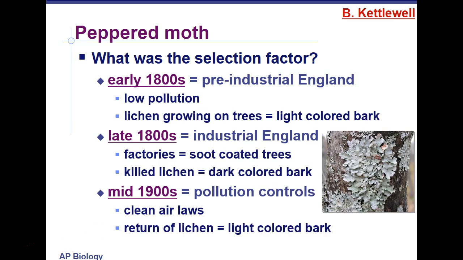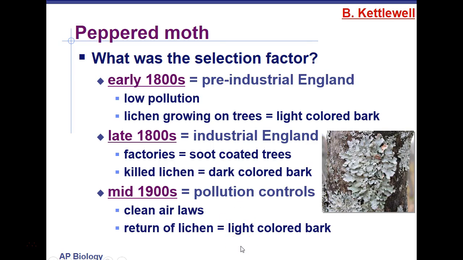Now the trees are all dark in color. By the end of the 20th century, we have pollution controls in place. We have clean air laws. As a result, we don't have factories churning out all this coal soot anymore. The trees have been restored back to their original light color. Well, if we look then and see what was happening in England in each of these periods of time, now we can understand why the moths changed.